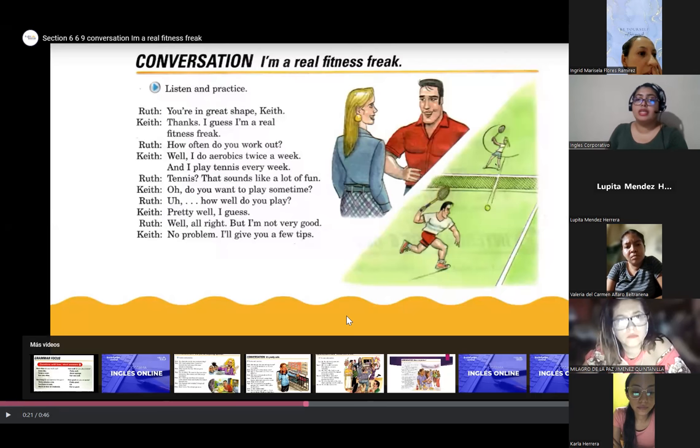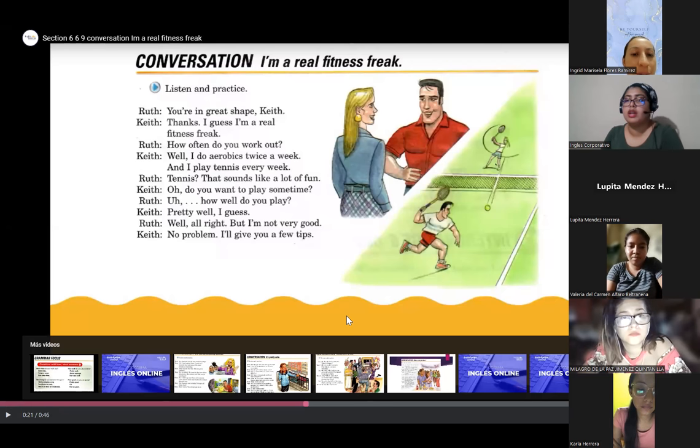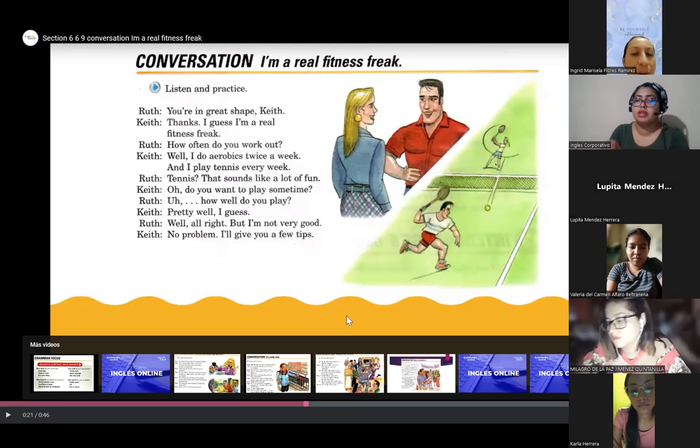But in this case, we have the statements. You are in great shape, Keith. Thanks. I guess I'm a real fitness freak. How often, in this case, we have this question. How often do you work out? ¿Qué tan seguido haces ejercicio o te ejercitas? The structure of this question is one of the things that we are going to pay attention to, because we are going to talk about something related to that question.